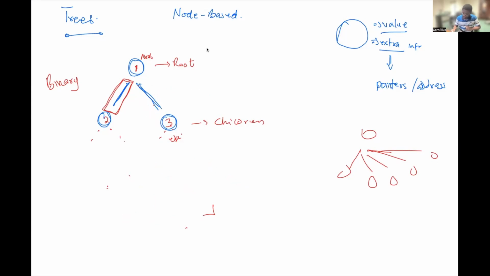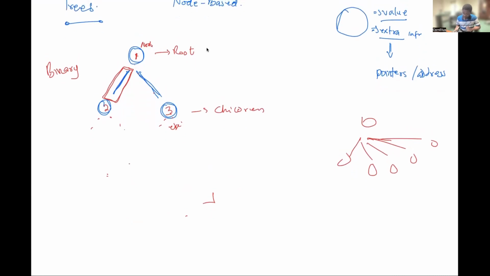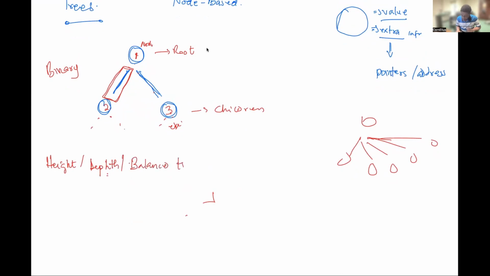Okay, now let's go to the next set of cool stuff. Let's define a few terms. There's something called the height of a tree, and there's something called the depth of a tree. Then there's also something called a balanced tree. These are just some terms I think are good to know.